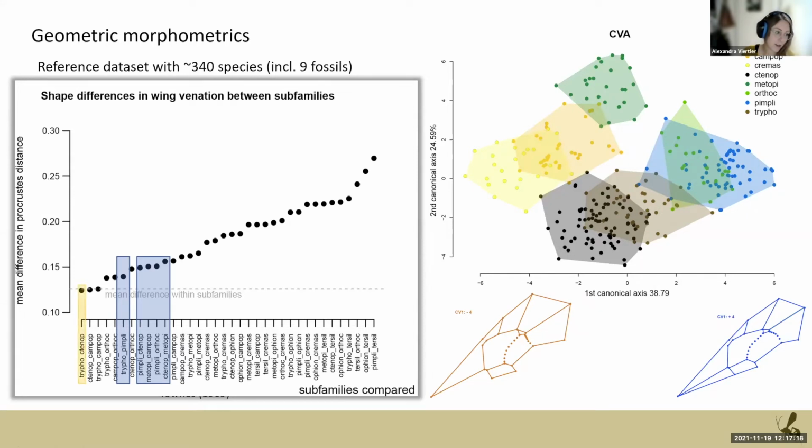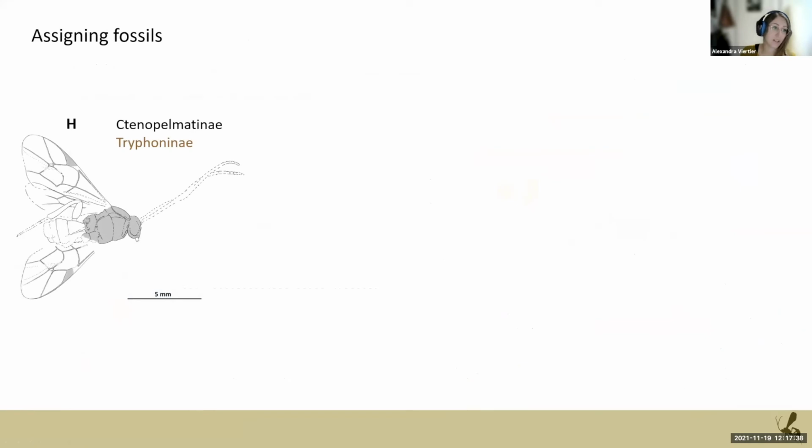But of course, I also have this example here where we have 2 subfamilies. They are very, very much alike. They are similar. The variation is very similar to the subfamily within. And I will show you just this example, this Triphonaini or Ctenopalmatini. It's this fossil here, which both subfamilies are based on the characteristics. They're the same. And the wing, I've tried to assign it just because of the forewing.